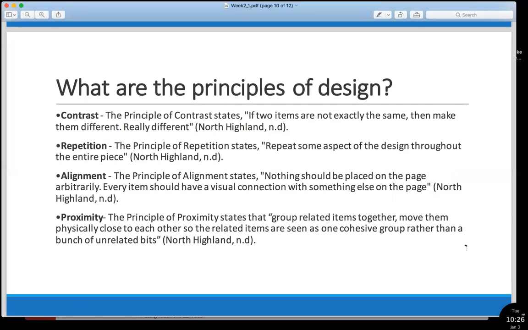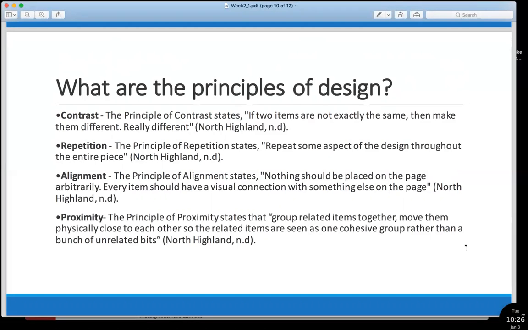Next, we have the principle of repetition. The principle of repetition states repeat some aspects of design throughout the entire piece. Alignment. The principle of alignment states nothing should be placed on the page arbitrarily, or randomly is another word for that. Every item should have a visual connection with something else on the page. Now, this is one that people struggle with because it sometimes just feels fine to just stick something randomly on a page, but that's something we want to avoid as designers.